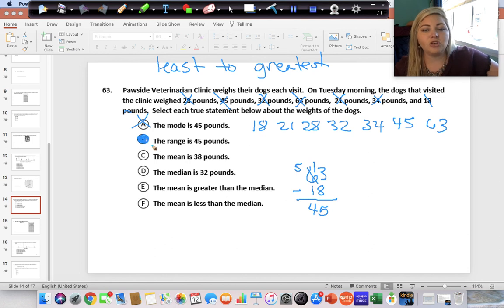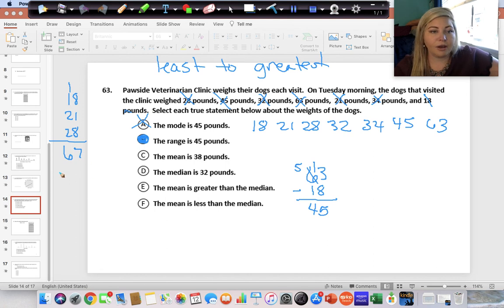The mean is 38. What we need to do to find the mean is add all of these together and then divide by 1, 2, 3, 4, 5, 6, 7. Divide by 7. So 18, 21, 28. Start by adding these three together. 16, 17. 1, 2, 3, 4, 5, 6. And then add 32, 34, 45, and 63. We'll add the rest.